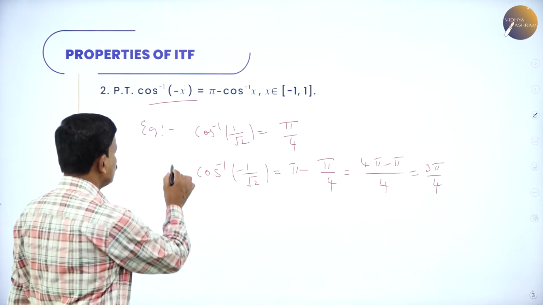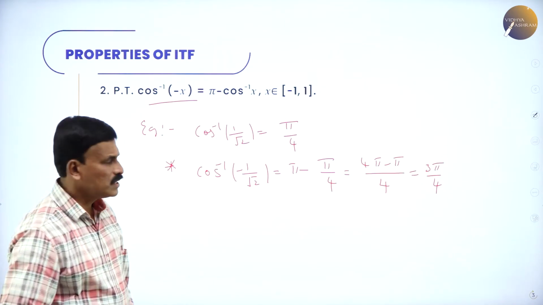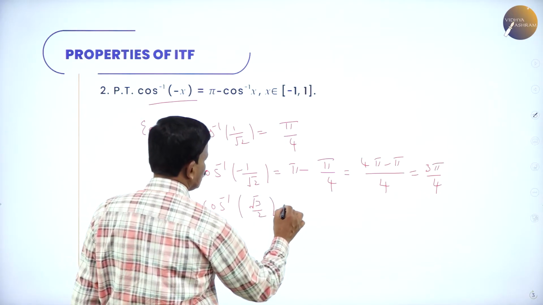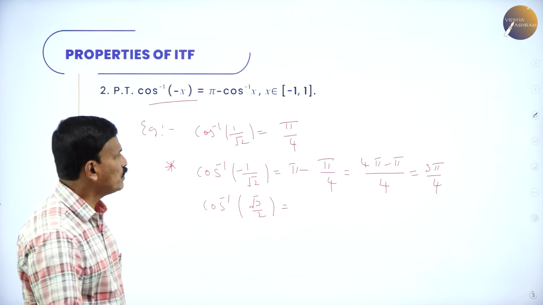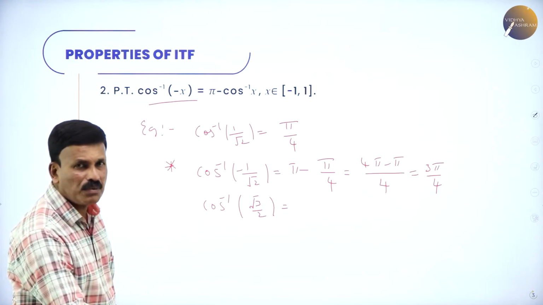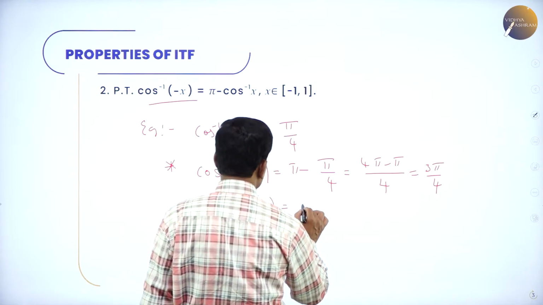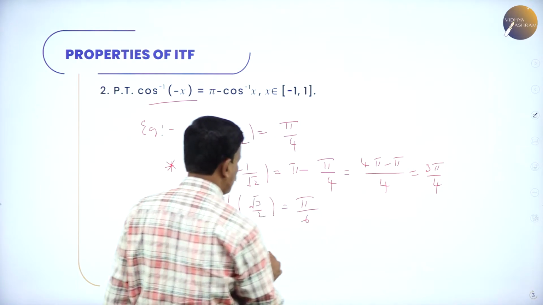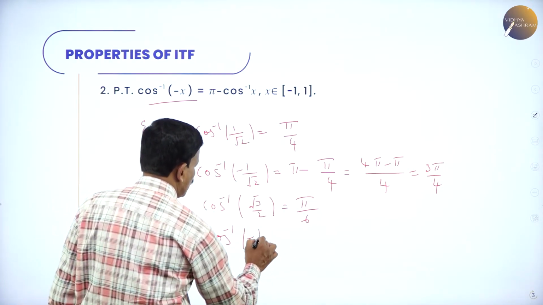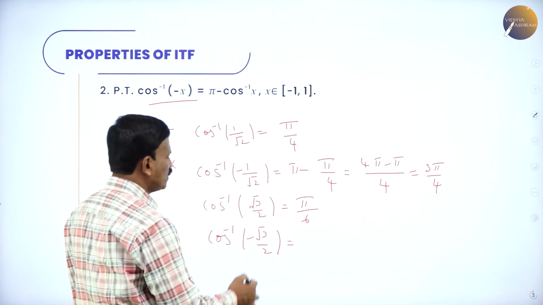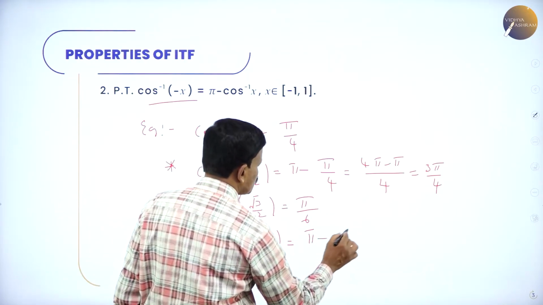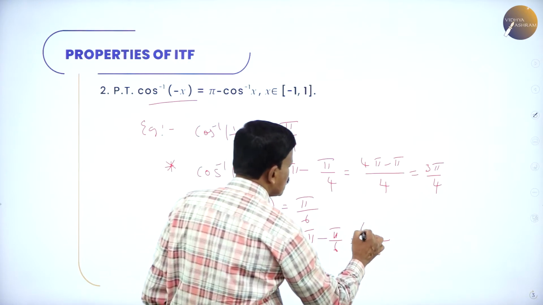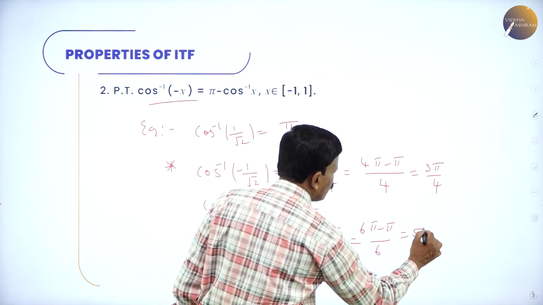Very, very important. You will get this type of question for 1 mark. Suppose it is cos inverse of root 3 by 2. This is cos 30 degrees, because sin 30 is 1 by 2 and cos 30 is root 3 by 2. 30 degrees can be written as pi by 6. If the same problem is cos inverse of minus root 3 by 2, then we are going to use pi minus pi by 6. Take LCM, 6 is the LCM, 6 pi minus pi, that is equal to 5 pi by 6.